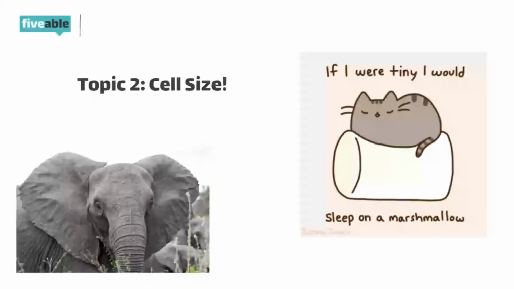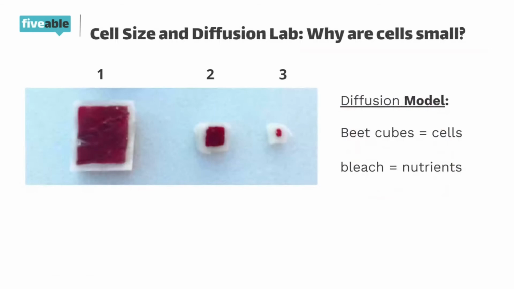Okay, we're gonna move on to topic 2, cell size, because we're already at 24 minutes, and I wanna get to osmosis as well. So cells have to be small. Why do they have to be so small? A lot of it has to do with diffusion, and hopefully you did a lab like this or saw one online, but it's a very classic lab where you get a big cube, a medium cube, and a small cube, and you end up learning that the small cube is just right.